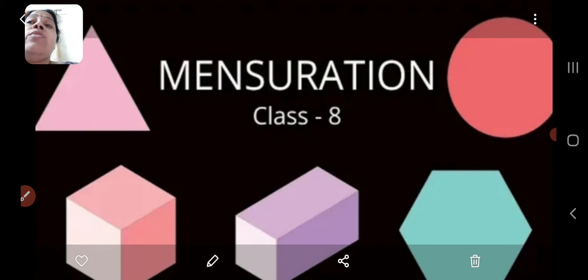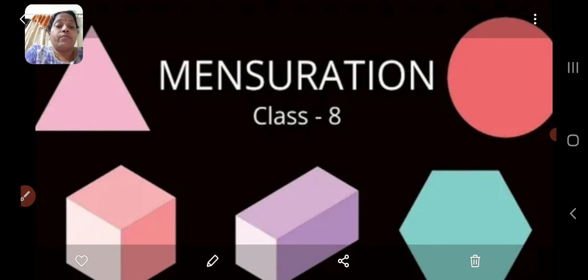Now the area of a special quadrilateral, that is the rhombus. What about the area of a rhombus? Area of a rhombus is equal to 1 by 2 d1 into d2, meaning half the product of the diagonals. Okay, understand? So this is the area of a rhombus.